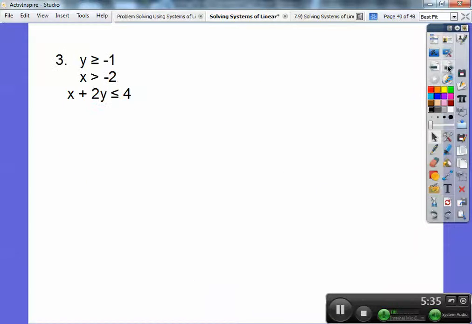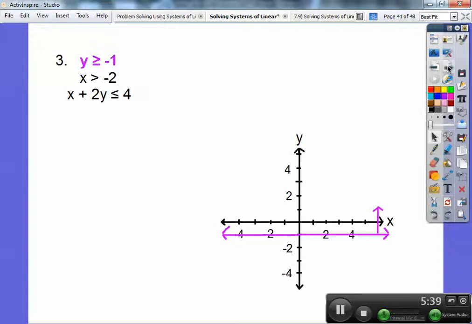All right, let's try one with 3 inequalities. I'm going to go kind of fast on this one, you guys. So here's y is greater than or equal to negative 1. Y equals negative 1 is this horizontal line. So since 0 is greater than negative 1 and 0, 0 is on this side, then I shade this side right here. This is going to be a dotted line. X equals negative 2 would be this vertical line right here. So it's a dotted vertical line, and greater than, well, which way do you think greater than is? To the right or to the left? Well, to the right. 0 is greater than negative 2, so it's going to be shaded that way.